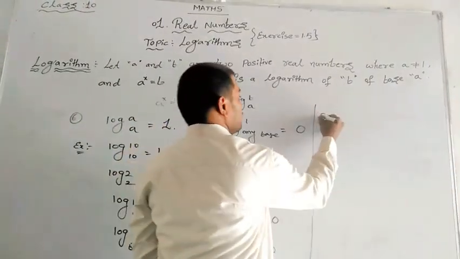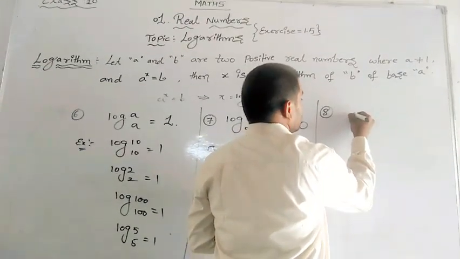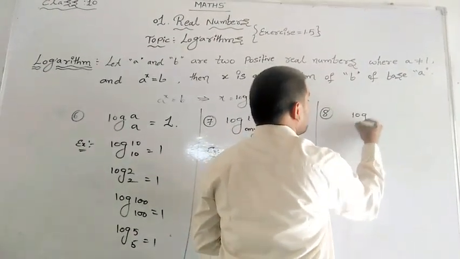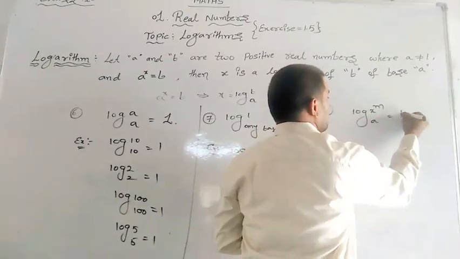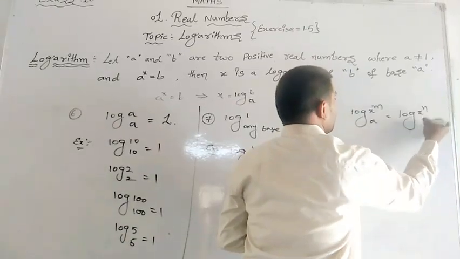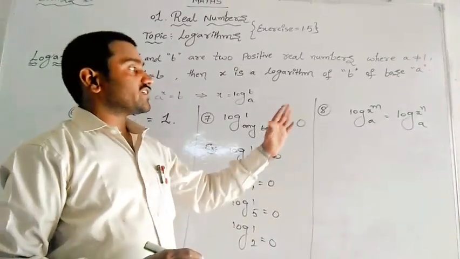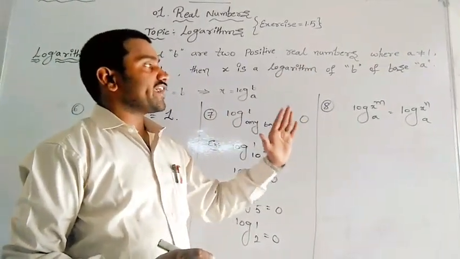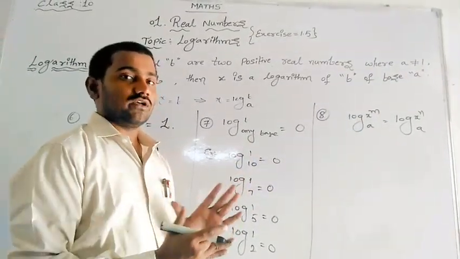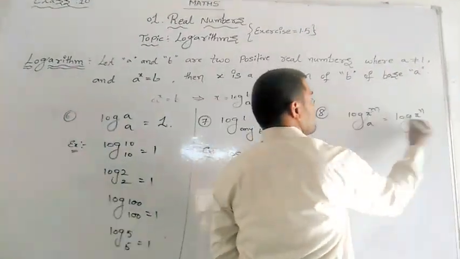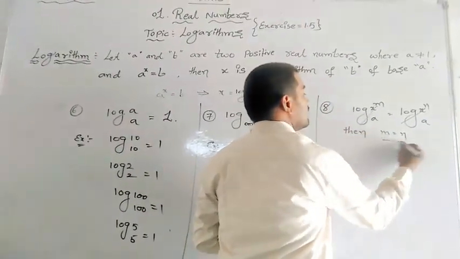So normally here, log x to the power of m base a equal to log x to the power of n base a. See that on both sides, LHS and RHS, log x base a is the same. Hence, you cancel this all, and we get m equal to n.